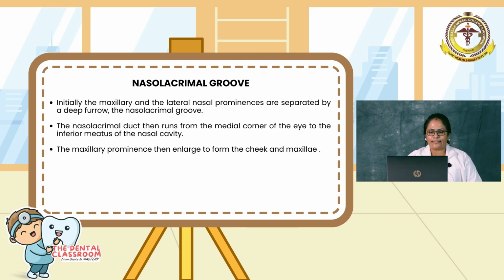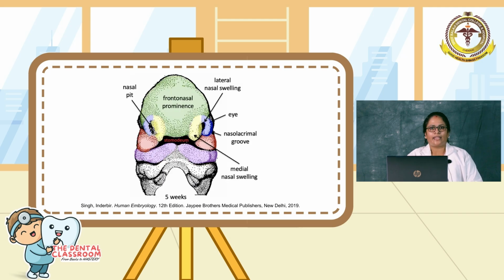You can also see a groove called the nasolacrimal groove, which is present between the lateral nasal prominence and the maxillary process. This groove will later form the nasolacrimal duct, which connects the eye to the nasal cavity. Now let's take a closer look at the nasolacrimal groove.